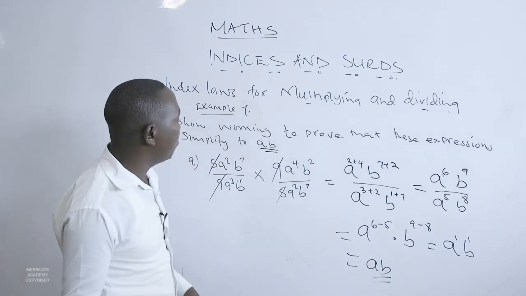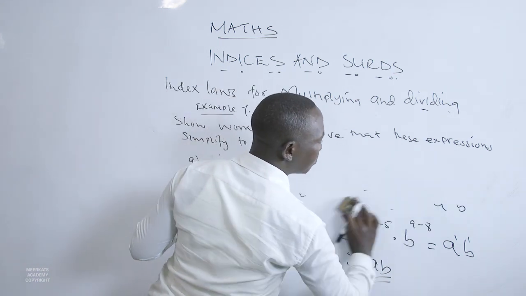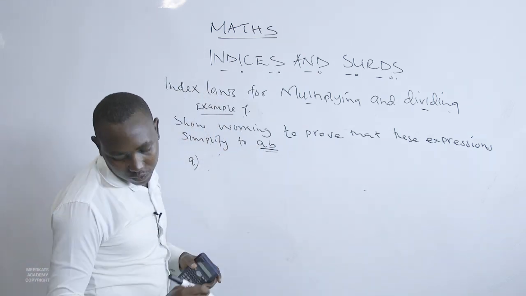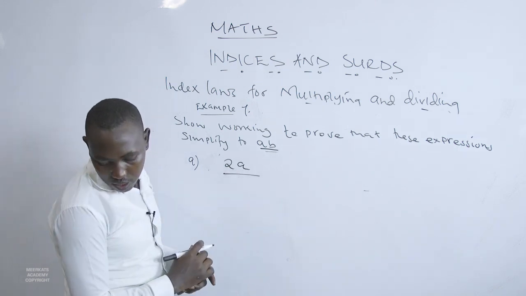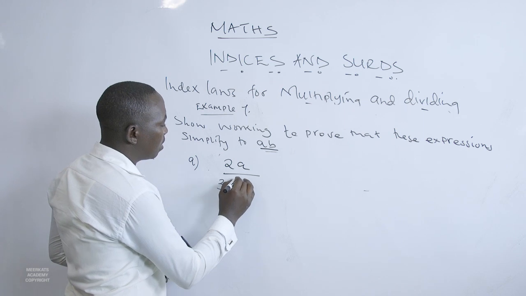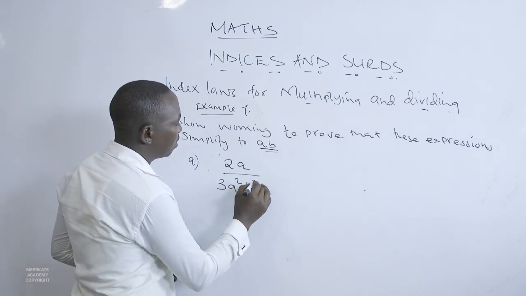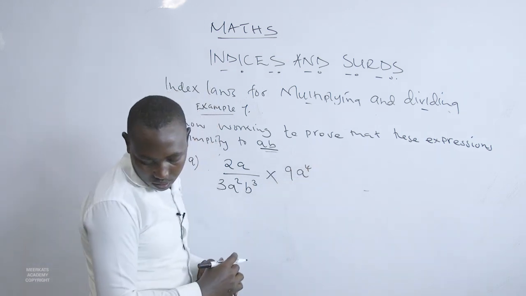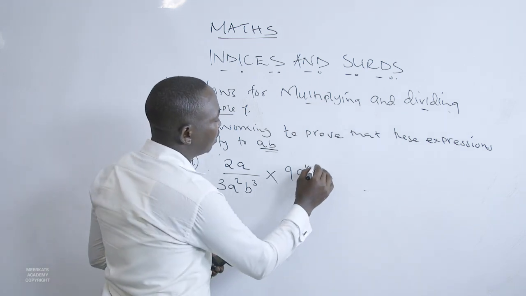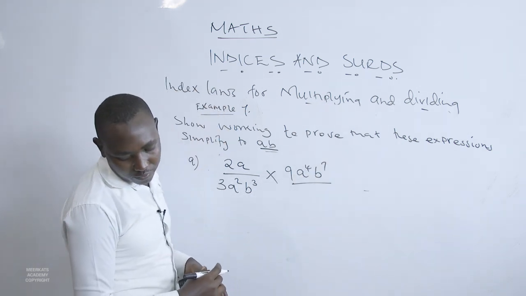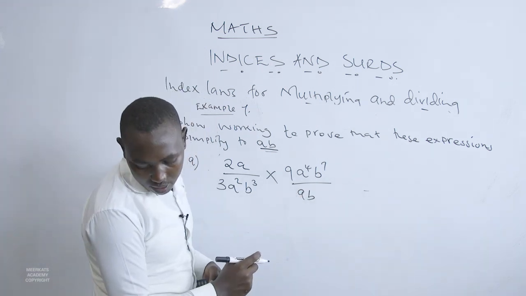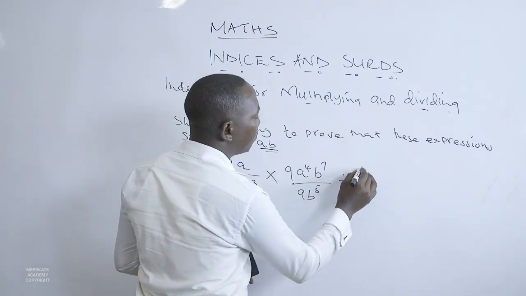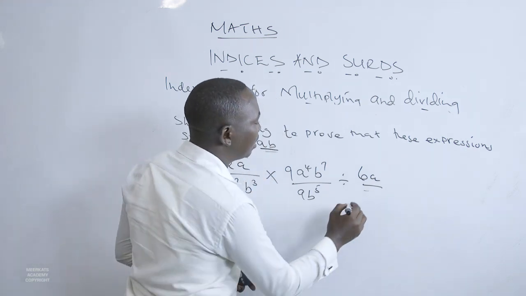Lastly, number b. We have 2a over 3a squared b cubed. All of this being multiplied by 9a raised to 4 b raised to 7, all of this divided by ab raised to 5. Then the whole process we divide it by 6a all over b squared.